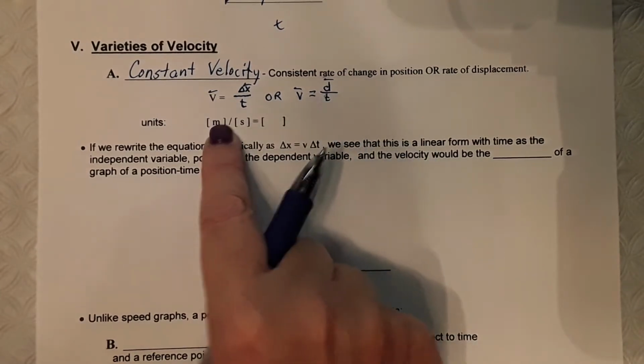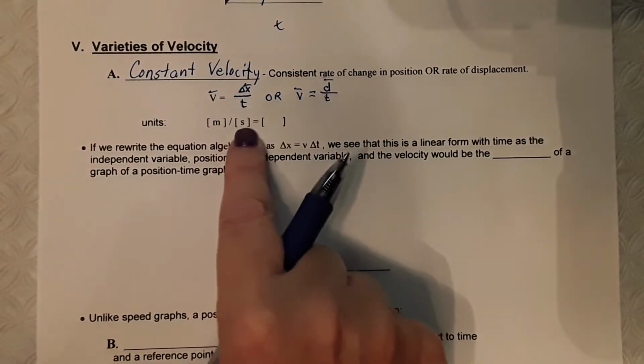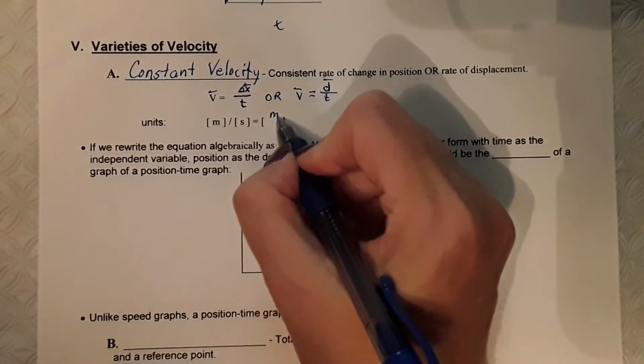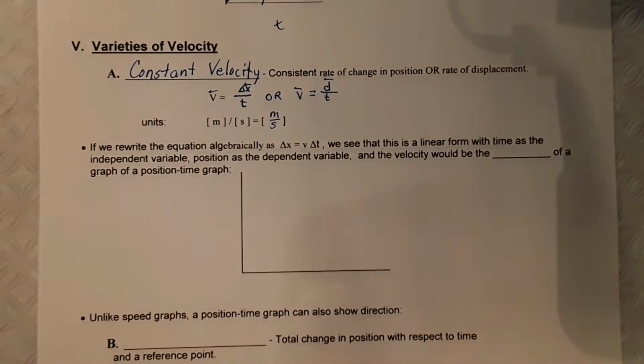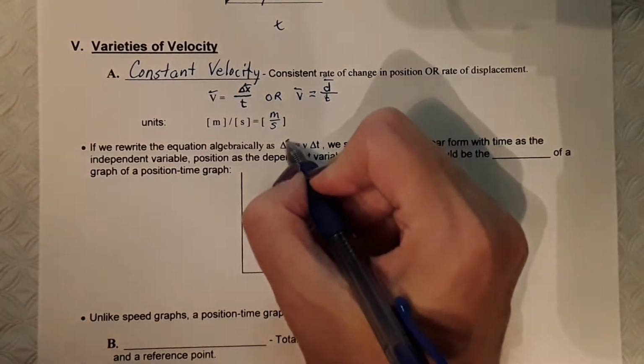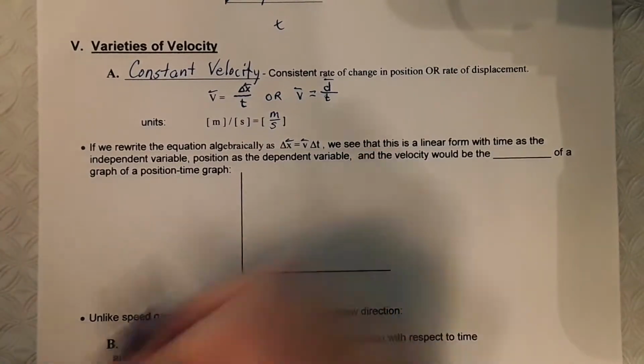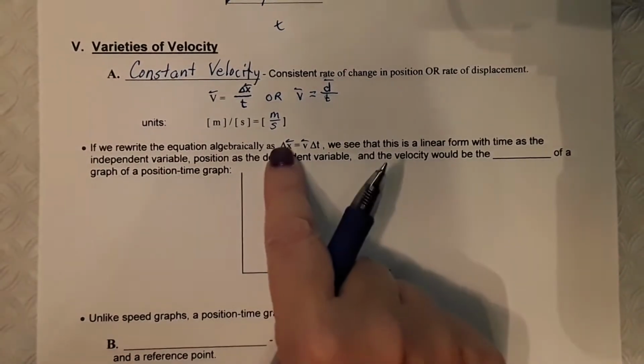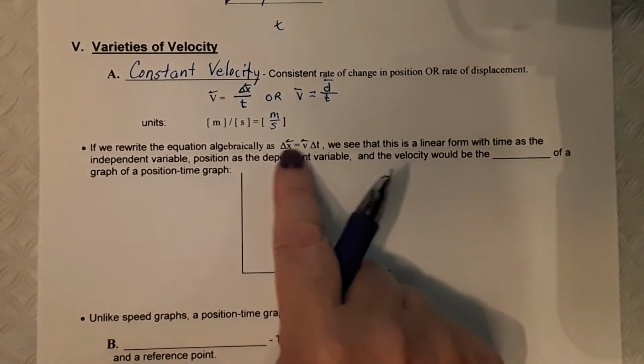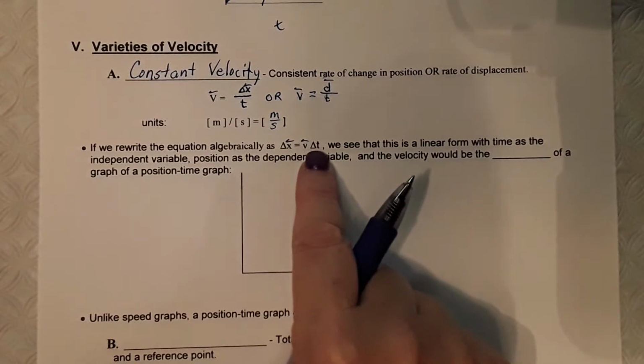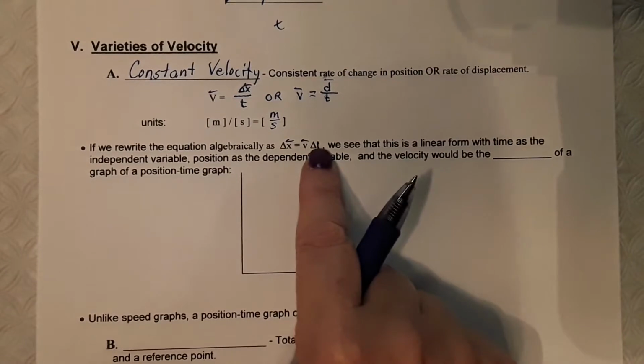Displacement is measured in meters. We're dividing by time, which is measured in seconds, so we get meters per second, which is considered to be a derived unit. Now, if we rewrite the formula very much the same way we did with speed, we get a linear form, y equals mx, with an understood plus b of 0. So this is a linear form.